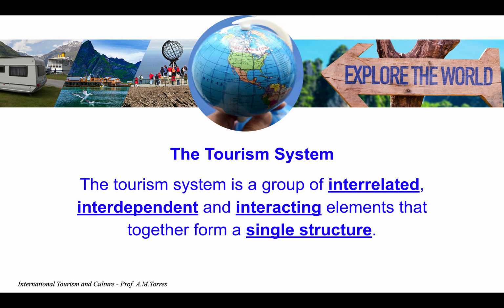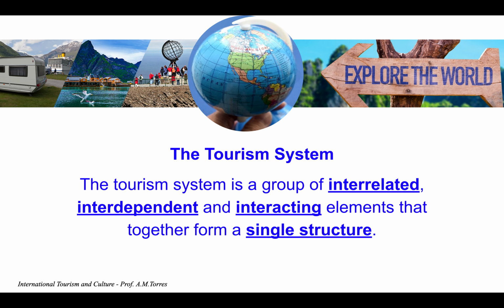The tourism system is a group of interrelated, interdependent, and interacting elements that together form a single structure. Let's set aside the word tourism first and understand what a system is. According to the dictionary, system is regularly interacting or interdependent group of items forming a unified whole. So, if we're going to pick up the most important word from the definition, a system is made up of a whole that is unified.